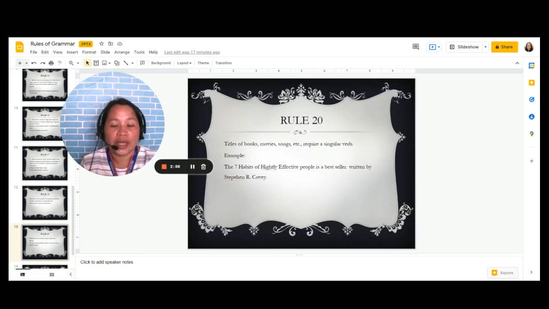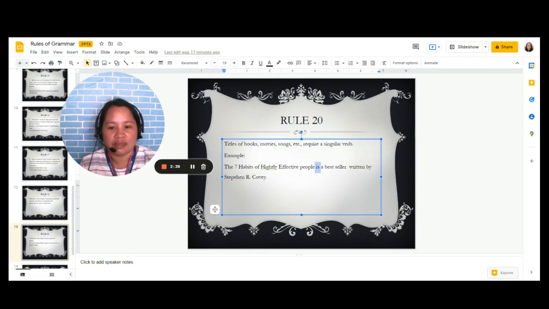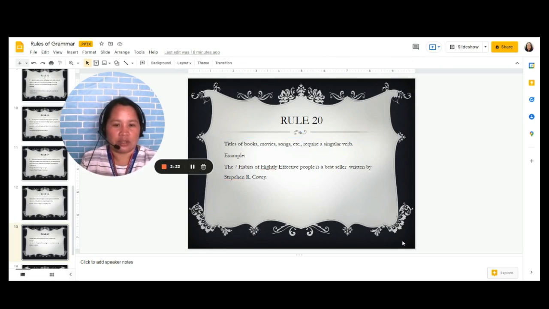Okay, next, rule 20. Titles of books, movies, songs, etc. require a singular verb. Example, The Seven Habits of Highly Effective People is a bestseller. See here, is a bestseller written by Stephen R. Covey. So, movies, for example, Cleopatra, we always use the singular as long as it's titles of books or songs, etc.